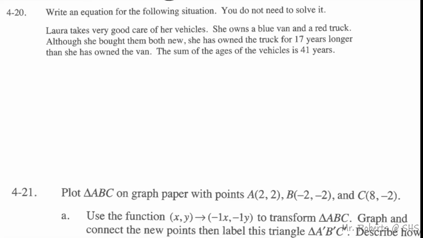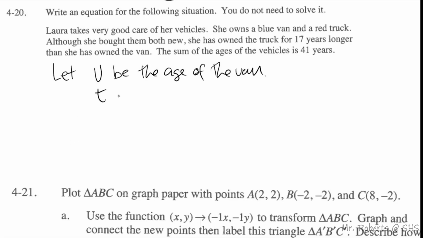The sum of the ages of the vehicles is 41 years. Okay, so she owns a blue van and a red truck. I'm going to do what's called a let statement. Let V be the age of the van, and let T be the age of the truck.